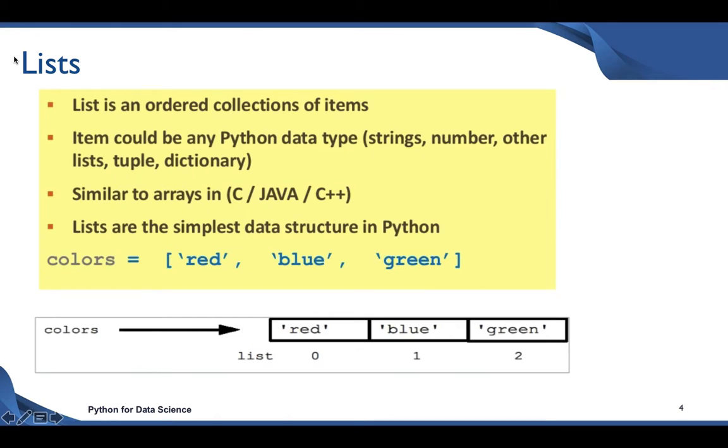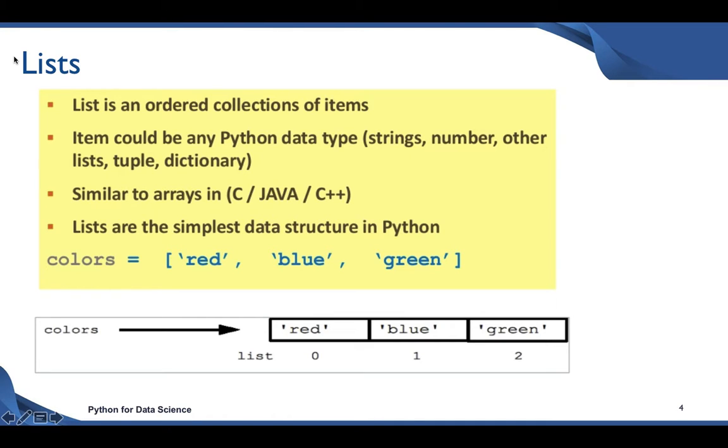Okay, so let's start. What is a list? A list is basically an ordered collection of items. Items in a list could be of any Python data type. That could be a string, a number, or a list also. It could be a tuple or a dictionary. We could say a list is similar to arrays in C, Java or C++.